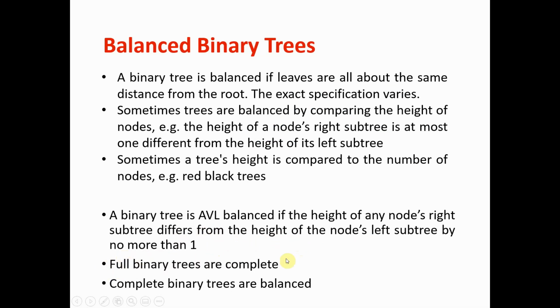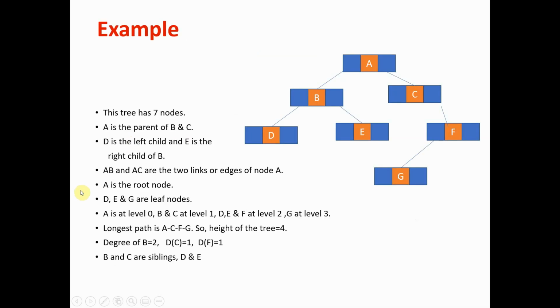Just some remarks to consider: full binary trees are definitely complete, right? They satisfy all the three conditions that we had for complete binary trees. And complete binary trees, by any of these definitions, are balanced. Okay, so some things to remember. We're going to see this again when we talk about AVL trees.